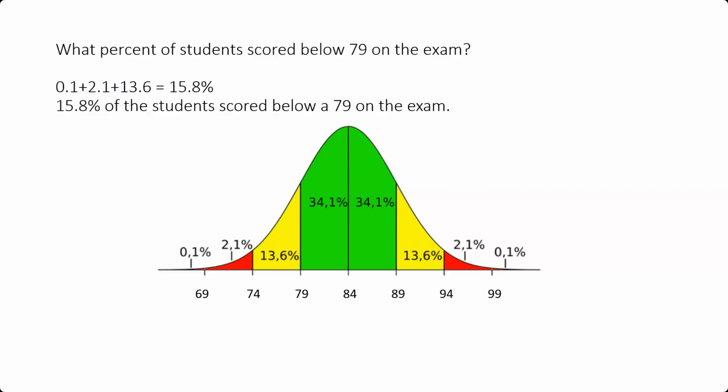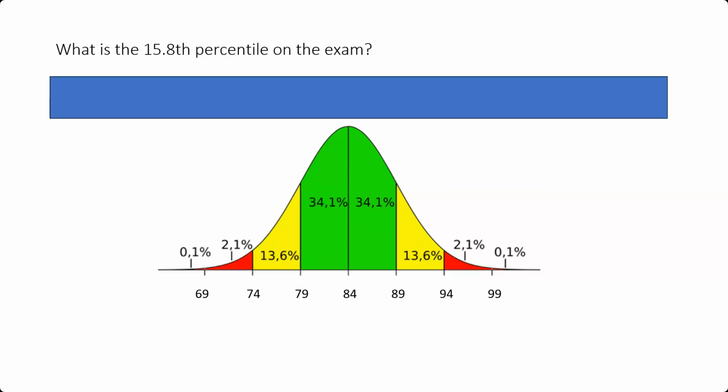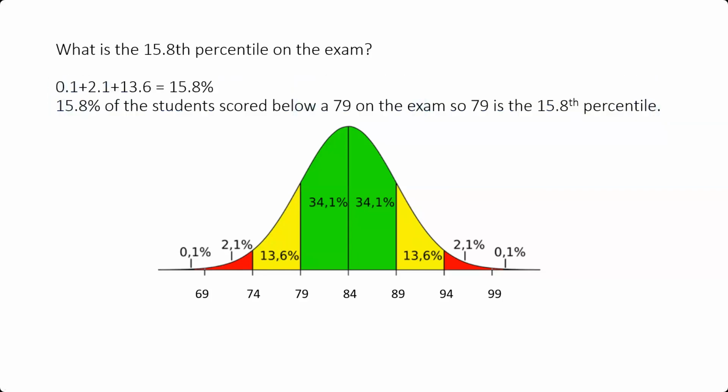Any questions? I said it. What is the 15.8 percentile on the exam? To find a percentile, you would start at the bottom one and just keep adding the percents until you get 15.8. 0.1 and 2.1 is 2.2. Add the next one and you'll get the 15.8 percentile. So 79 is the 15.8%. Any questions on that?